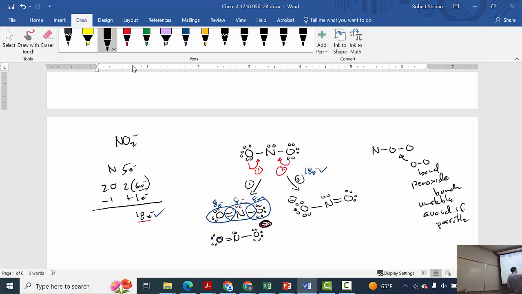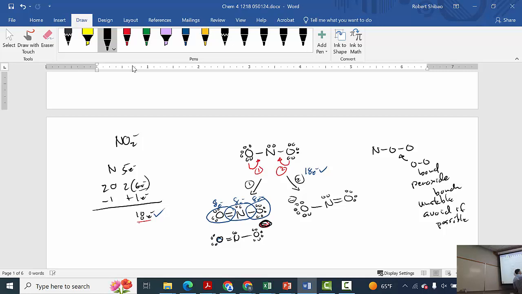Okay, so which one do you prefer? Structure 1 or structure 2? Which one do you prefer? Which one's more stable? It looks the same, right? It's the same, but it's different. It's the same because if you just take this ion and flip it 180 like that, then they're the same thing.